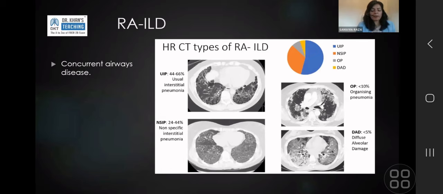Very rarely, they can present as diffuse alveolar damage. It's very rare, and the patients don't really tend to do very well when that happens.